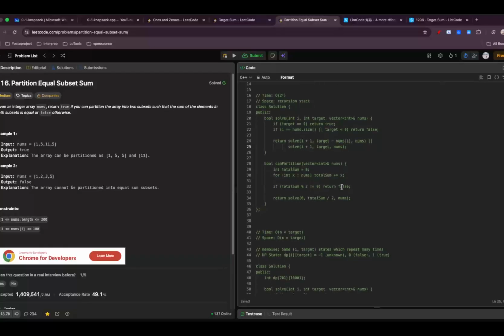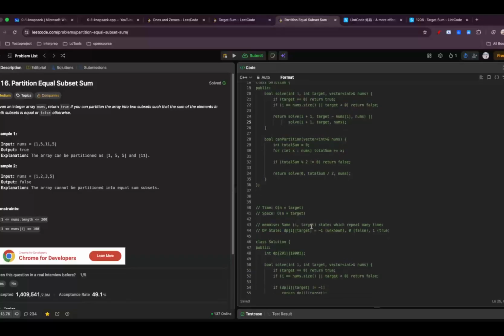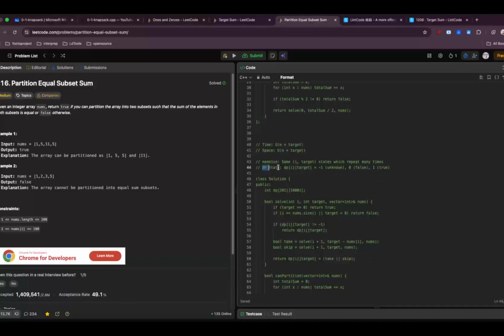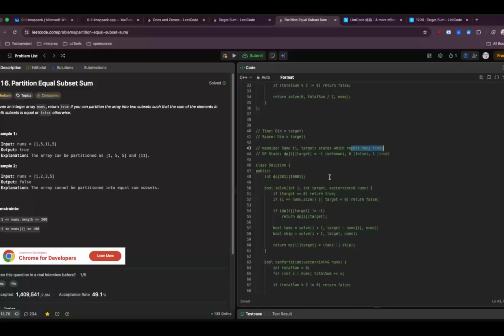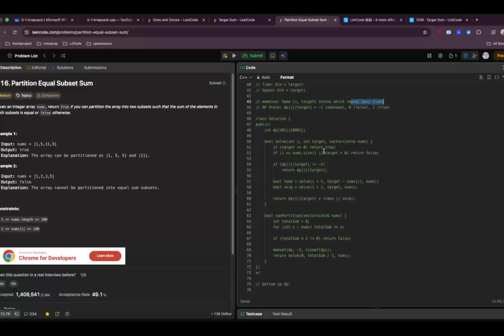Now comes the part of how we need to memoize it. For the memoization, our state will be dp of i, target, initialized to -1 for unknown, 0 for false and 1 for true. And why are we memoizing? Because we know that the same state i comma target repeats many times, since there will be multiple duplicate branches. So that's why we are memoizing.